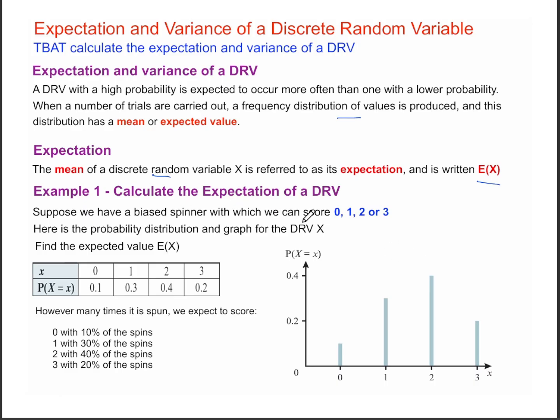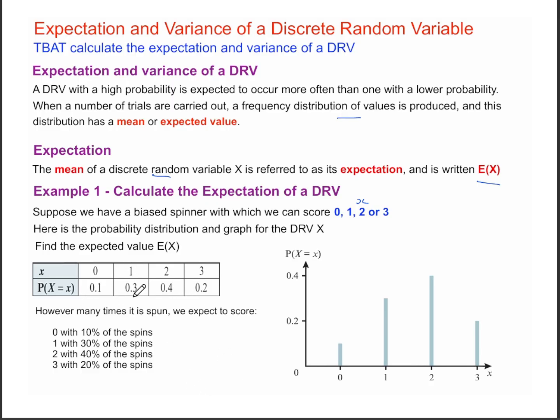We're told to calculate the expectation of a discrete random variable, where suppose we have a biased spinner with which we can score 0, 1, 2, or 3. Those are the 4 possibilities, the values of small x, if you remember from last lesson. This is the probability distribution, and the graph as well, for the discrete random variable capital X. So 0 has a probability of 0.1, 1 has a probability of 0.3, 2 has a probability of 0.4, and 3 has a probability of 0.2.